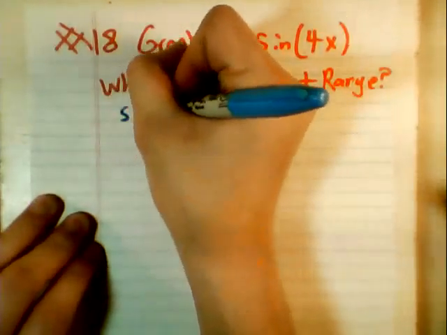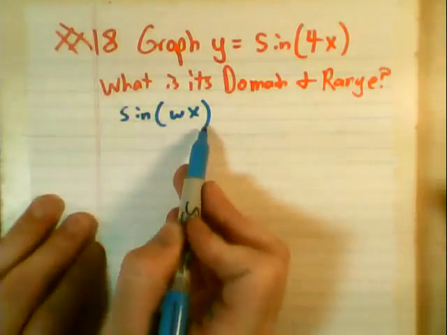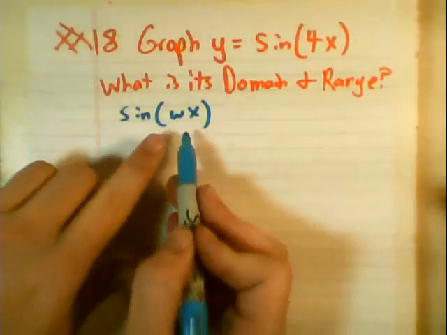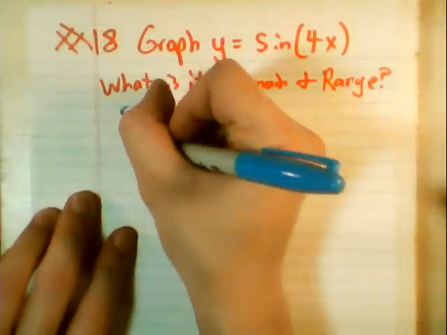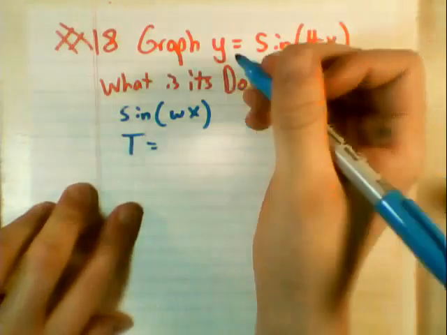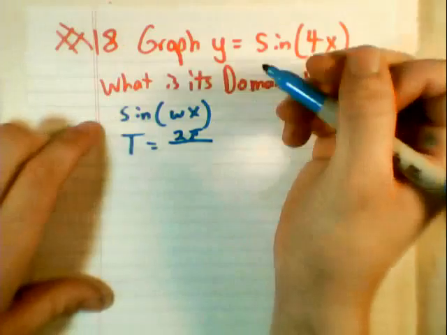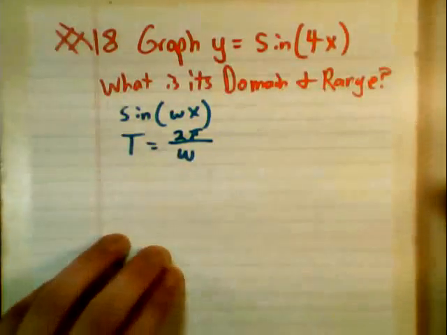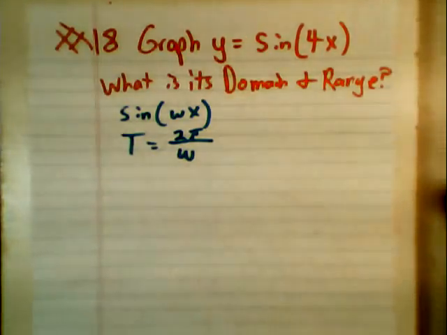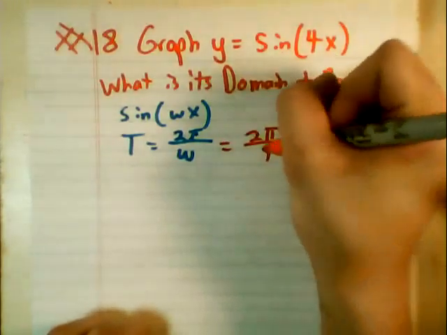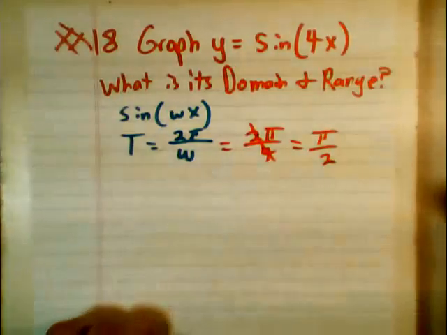So let's recall that sine of wx, that's what the actual form is, and we can use w, which in this case is 4, to figure out our period. Period, which is denoted as T, can be found for sine and cosine with the following formula: 2 pi over w. So for this function, our period is 2 pi over 4, which reduces to pi over 2.